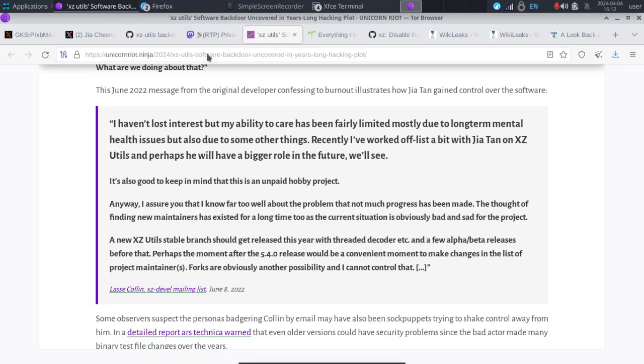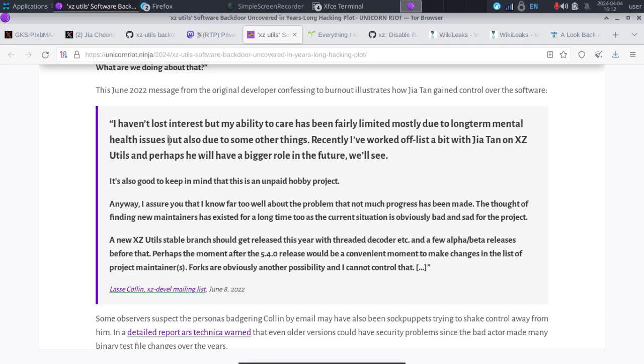Now we can take a look at other articles as well, and it looks like the individual who was the main maintainer before Jia Tan came along, Lasse Collin, was having some health issues and was stressed out about other things. It just brings to bear in mind that these open source projects, they really need our support.